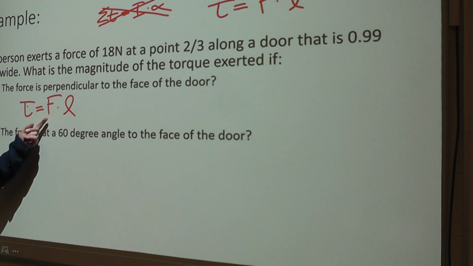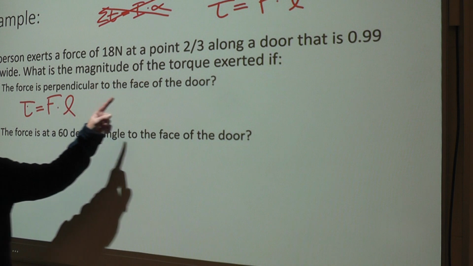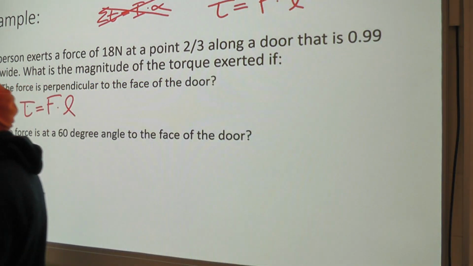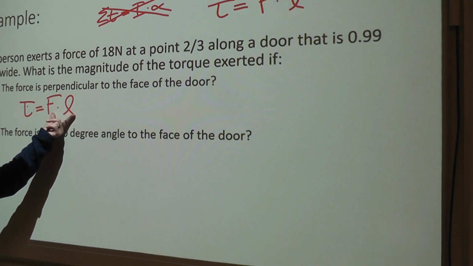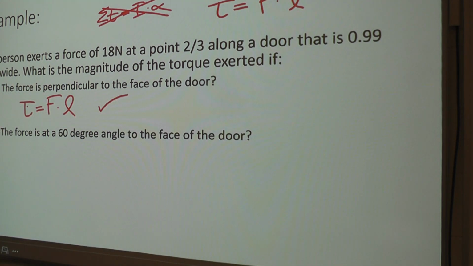How much force is it? It looks like 18 newtons. How far away is it from the center of rotation? Well, it's going to be 2/3 times 0.99, 0.66. We can do that calculation, but we don't even need to, because now we've got a general equation. We know force, we know where that force is located. We're done. We don't need to actually do any more math here.